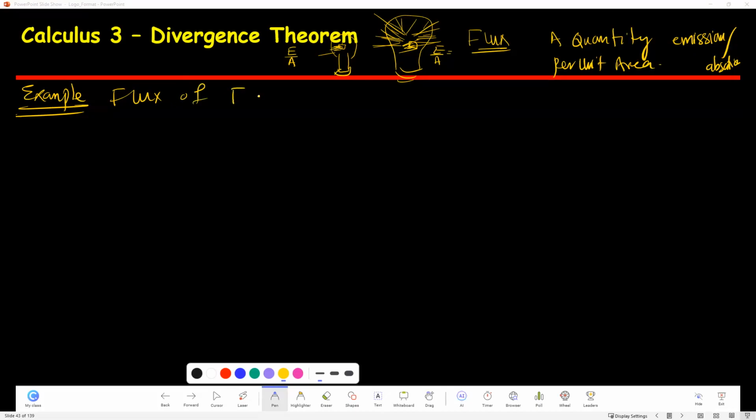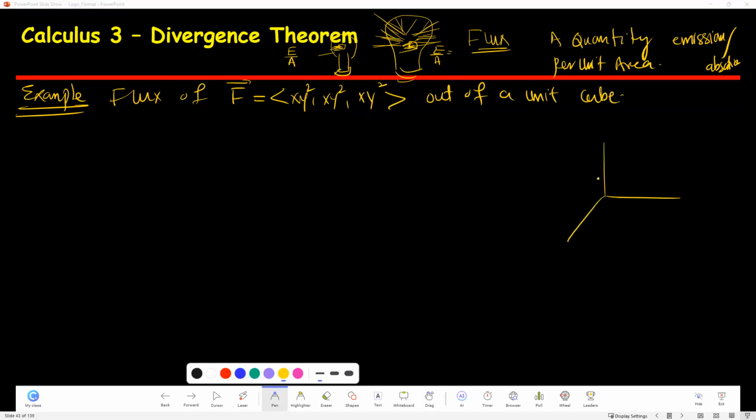Flux of a function, where the function is a field given by xy squared, some field, out of a unit cube. Unit cube means every side is 1, 1, 1. This is the unit cube, this is 1, this is 1, and this is 1. Every side is 1.